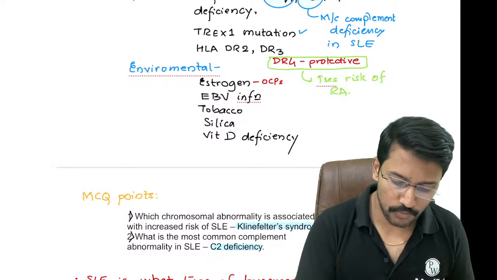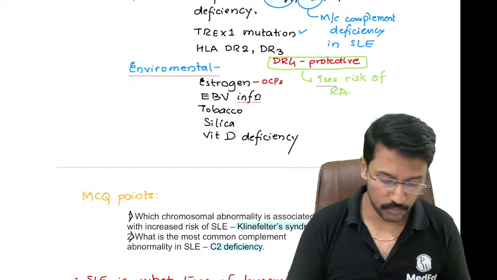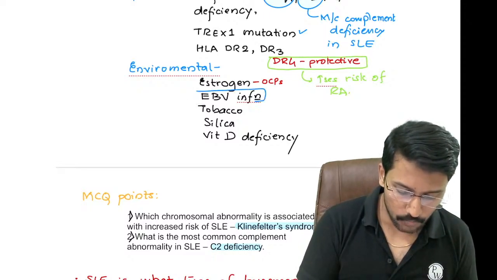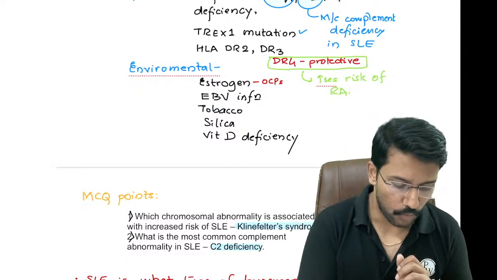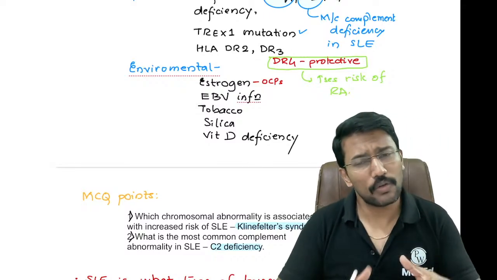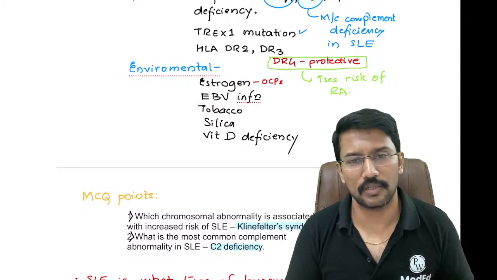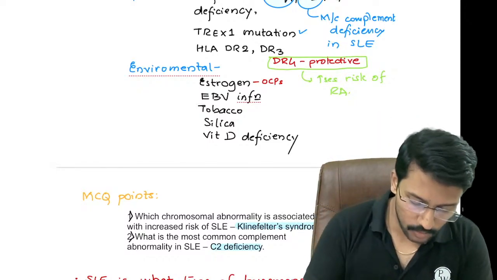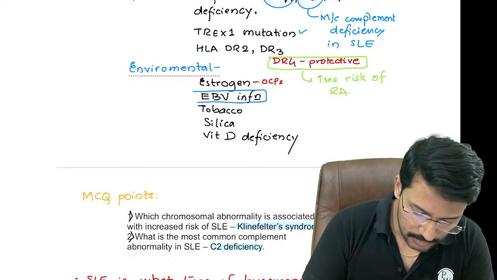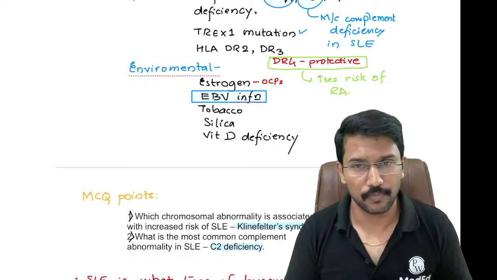Another important MCQ they would ask you is which infection is implicated in the pathogenesis of SLE, and that is Epstein-Barr virus. Now whatever I am listing here is very, very important for us. You can write the same factors in multiple rheumatological disorders and it will still be acceptable as an answer because they do play a role. Epstein-Barr virus infection is the most common infection implicated in the pathogenesis of SLE.